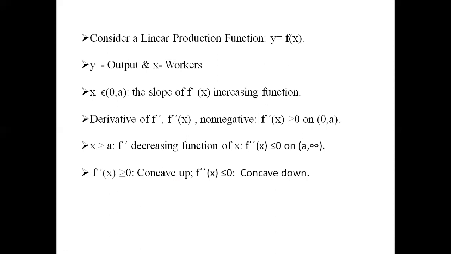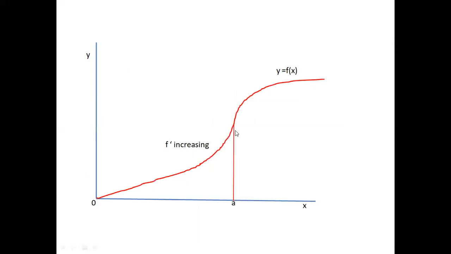So we can conclude that we find two shapes of this graph. One is when f double prime x is positive, that is the marginal product is increasing, that means concave up. And when the marginal product is decreasing, that is the second order derivative is negative, then this portion is called concave down. So if we go to the previous, this portion is concave up and this portion is concave down.